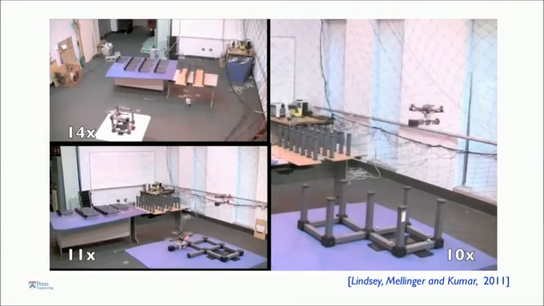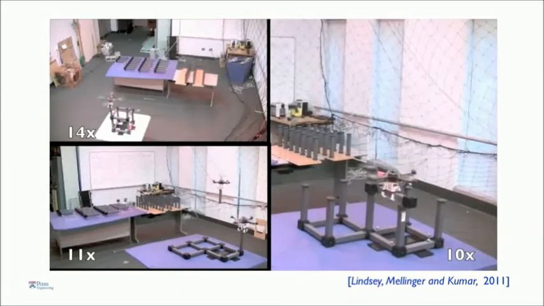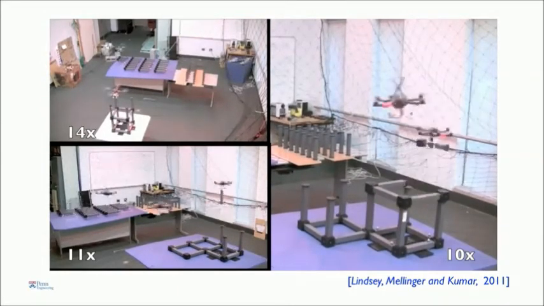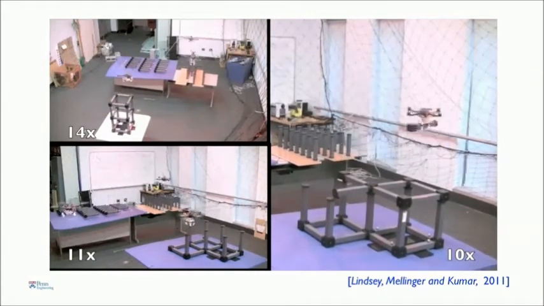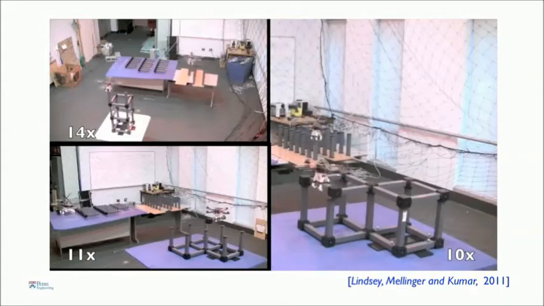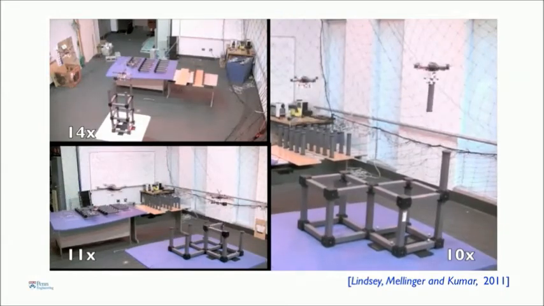So in this video you see, and it's sped up 10, 14 times, you see 3 different structures being built by these robots. And again, everything is autonomous, and all Quentin has to do is to give them a blueprint of the design that he wants to build.